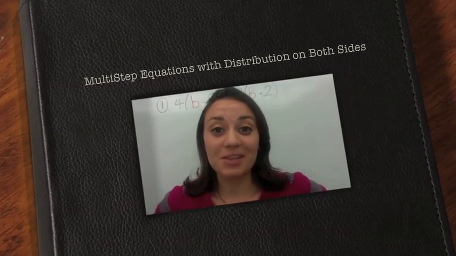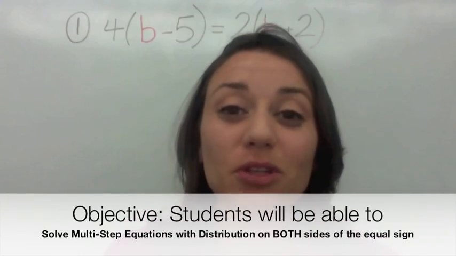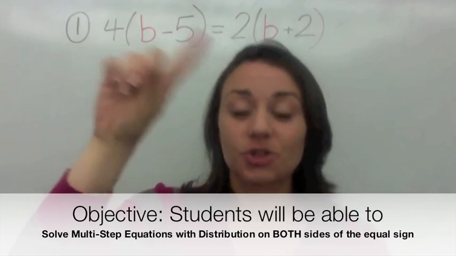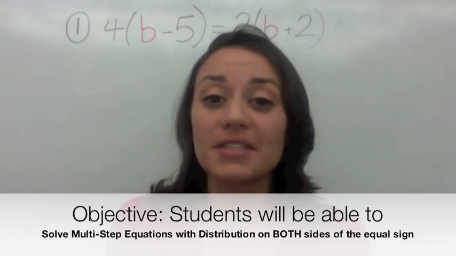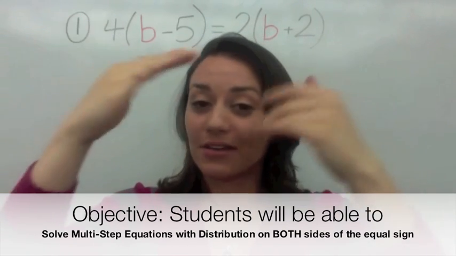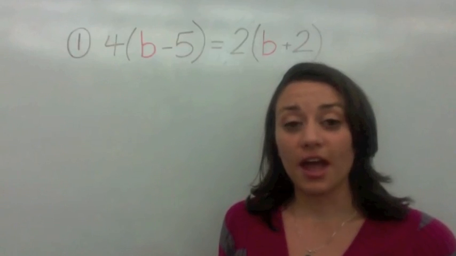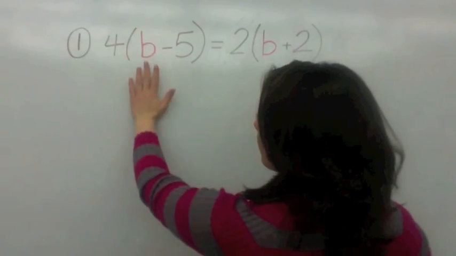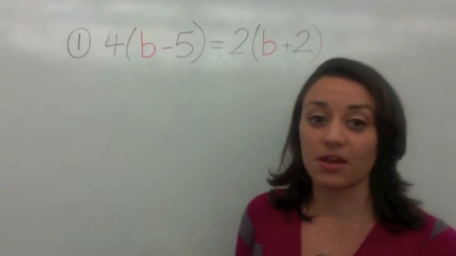Multi-Step Equations, Part 4. In this lesson, students will learn how to solve multi-step equations by distributing on both sides of the equal sign. On what? Both sides of the equal sign. Very good. We're going to take a look at an equation that has parentheses on the left side of the equation and parentheses on the right side of the equation.